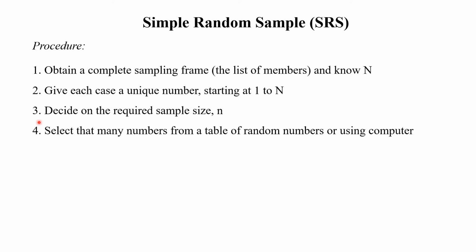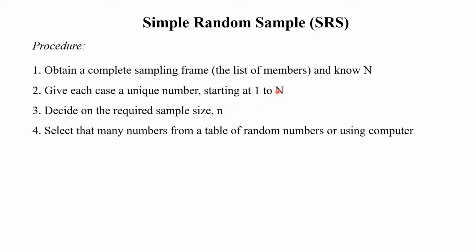Probability sampling. We talk about simple random sample, SRS. The procedure: obtain a list of a sample frame. Example, in a classroom, a class list. We know how many students are registered in the class. Give each case a unique number, so our class list is numbered 1, 2, up to N. Decide on the required sample size, let's say small n. Select that many numbers from a table of random numbers or using a computer. You're going to select the small n from the capital N.